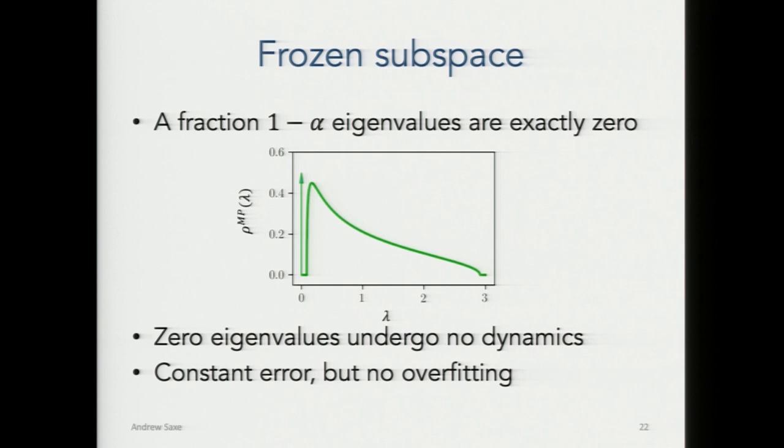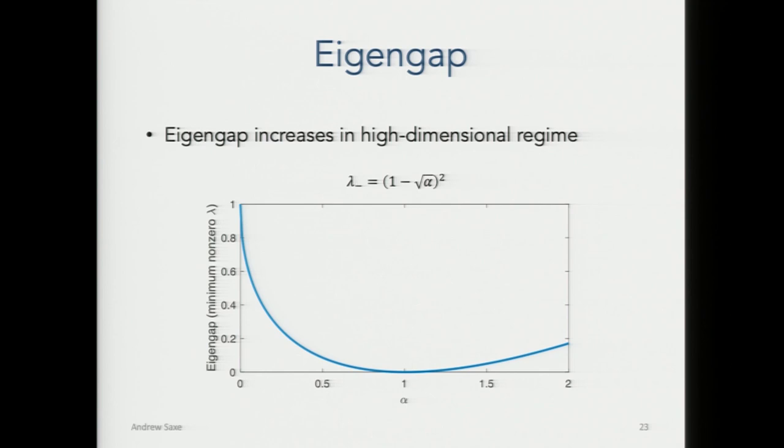All right. And the second phenomenon, which is just a property of statistics in high dimensions, is this eigengap. If you look at the edge of the bulk that defines the smallest non-zero eigenvalue, it's actually increasing either way you go away from alpha equals 1. Right? So this is basically saying you're having better conditioned inputs in either direction.